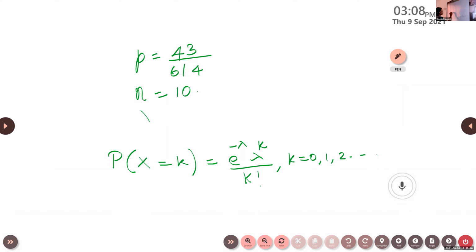We don't know lambda. First, we have to find out lambda. What is lambda? Lambda is equal to np. So 43 by 614 into 10. Simplify this and find out what is lambda. Make it fast. Divide this and find out the value. You find out what is 43 divided by 614.